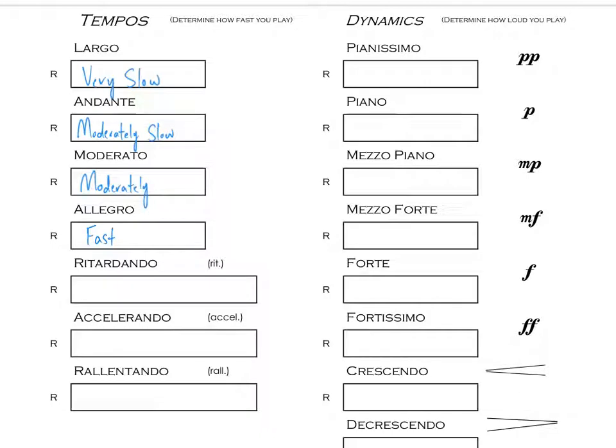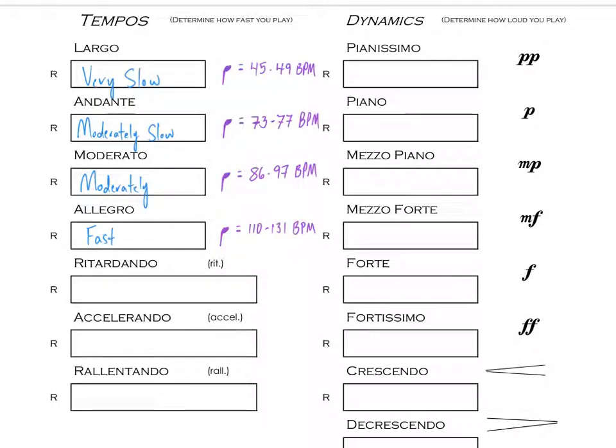Are there other words that you will see in your band music or in your solos or in your chamber literature? Of course there are. But these are the 4 basic food groups. Just like on the right we have our basic dynamics. Are there more dynamics than that? Yes, there are. Just like there are more tempos.